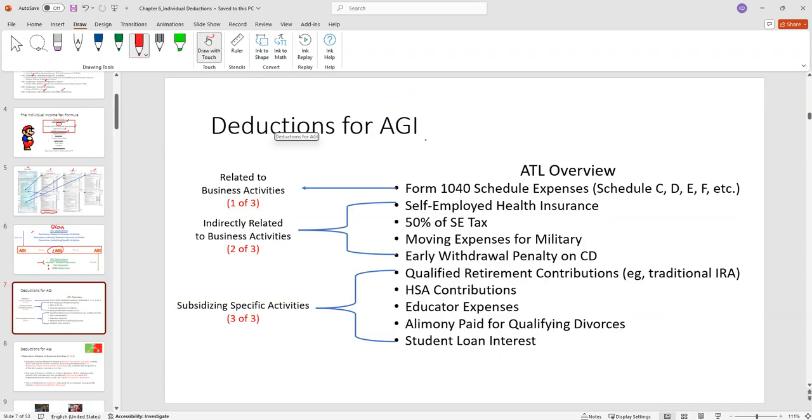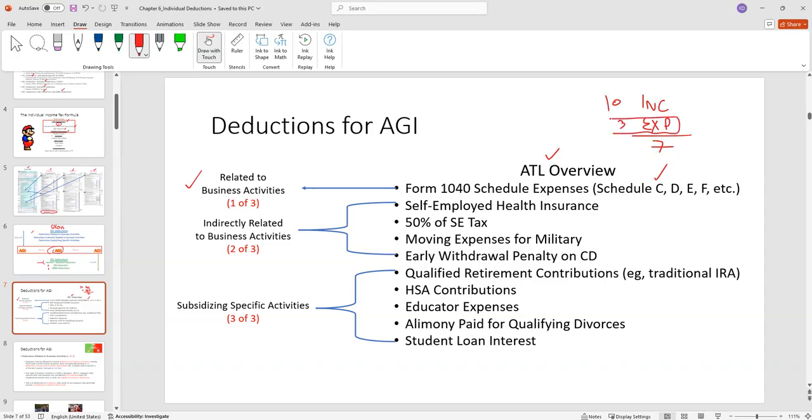So with that, when we look at those above the line deductions, we have those related to business activities. These are going to be those traditional forms. So for example, a Schedule C, that's if you're self-employed, you have a sole proprietorship, you run a business. Essentially, you put your income: maybe I paint houses, I made $10,000. You put your expenses: maybe I had $3,000 of expenses. So 10 minus 3 equals 7.